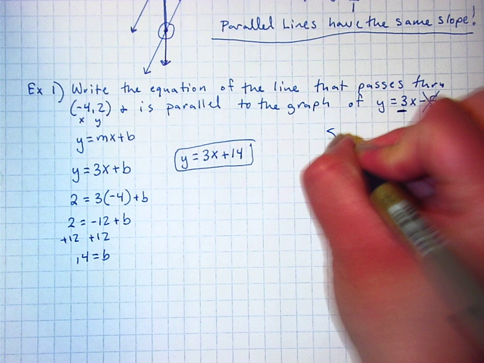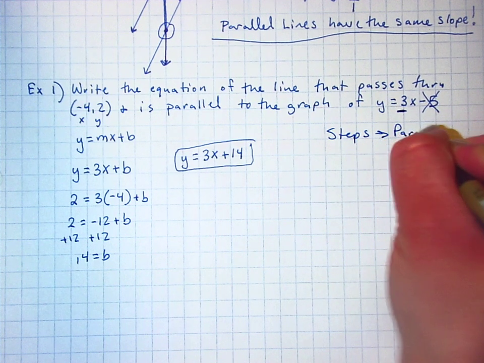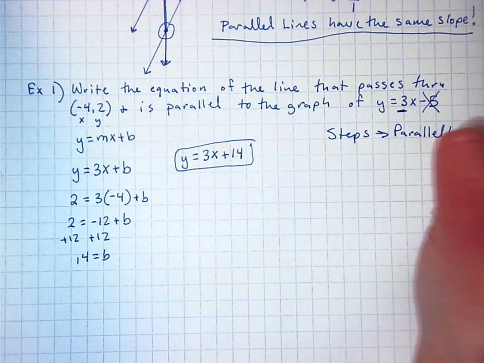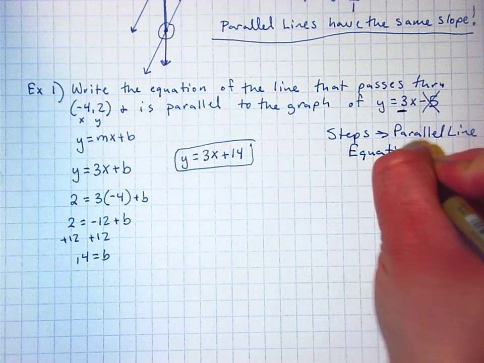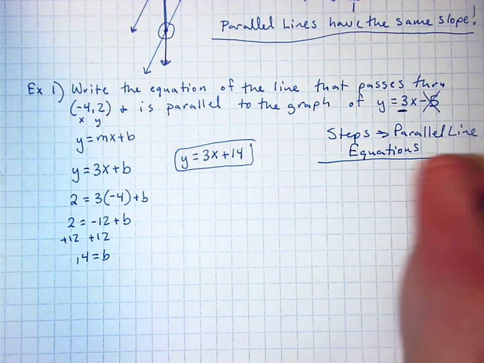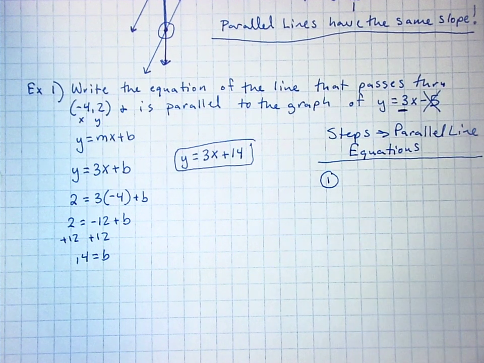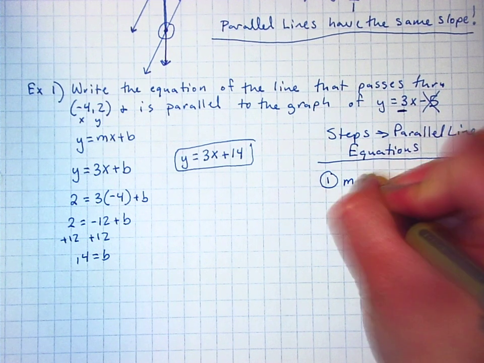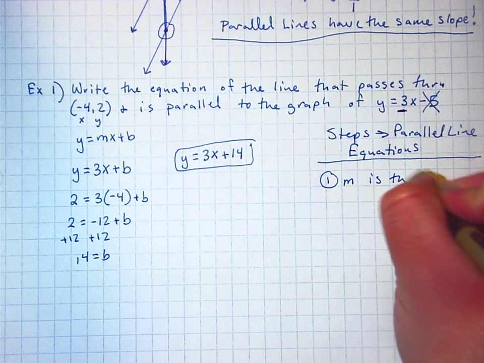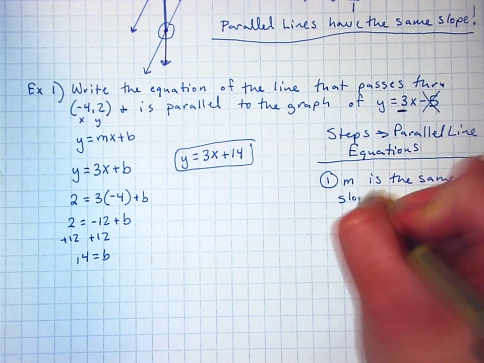All right, over here, I'm going to write down steps for parallel line equations. Write it out very clearly so there's something that you can use as you're doing your homework. So number 1, m is the same slope as the line.